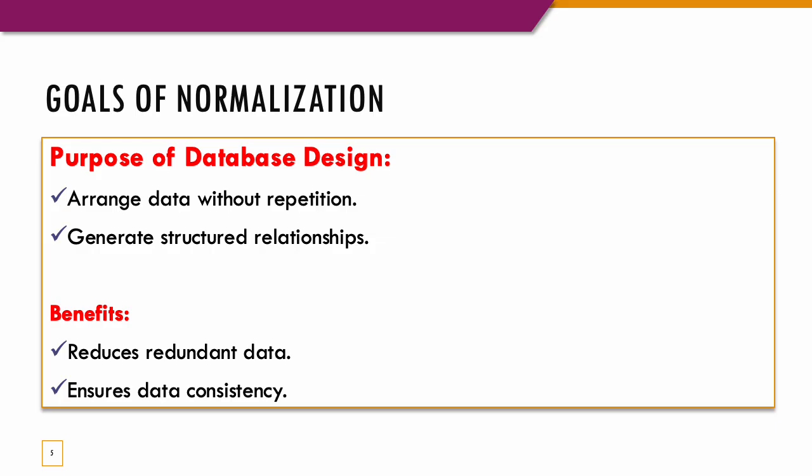And of course, it ensures data consistency. With reduced redundancy, normalization will ensure that each piece of data is stored in only one place. So when it's updated, there is no need to worry about inconsistencies. For example, if a customer's address changes, you only need to update it in one table rather than several tables.